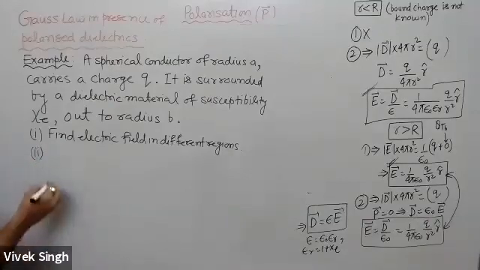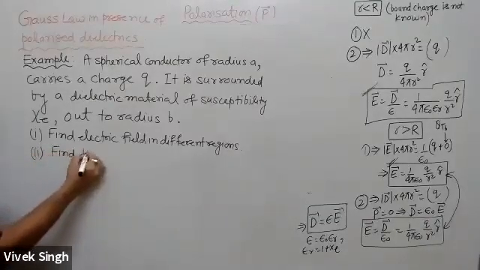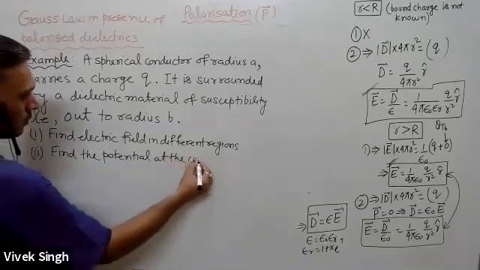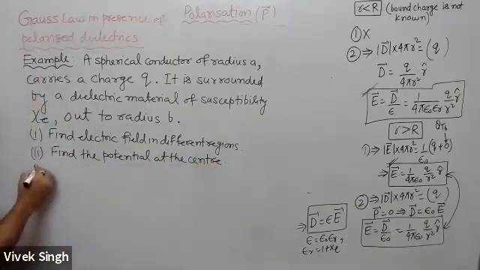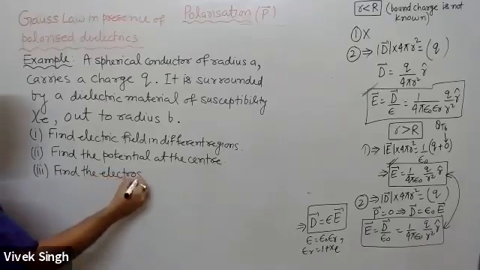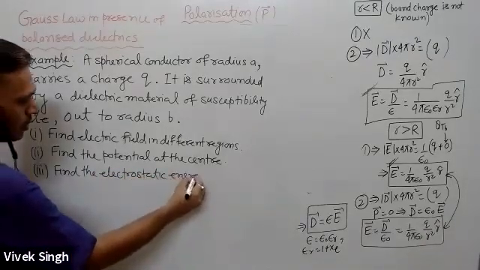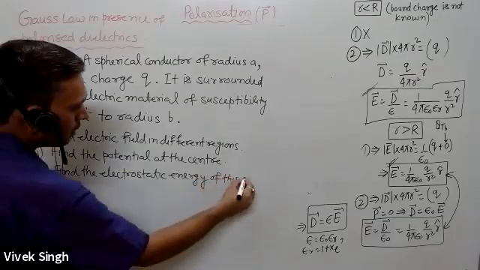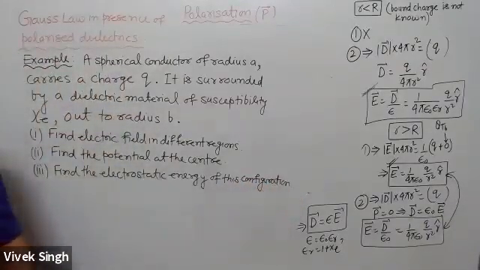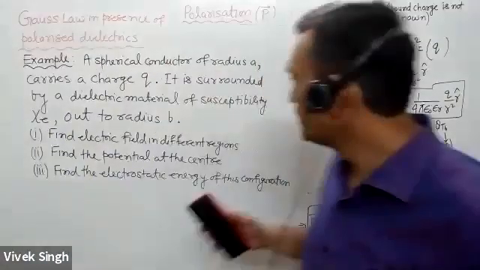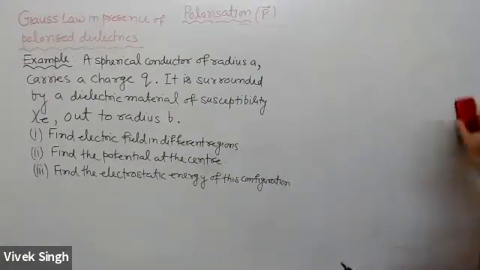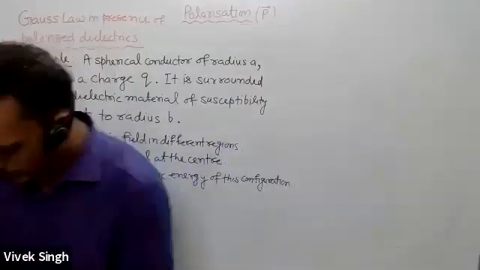Second part, find the potential at the center. And third part, find the electrostatic energy of this configuration. You have to find, third part is electrostatic energy of this configuration. So now you can see in this example, I have combined conductor as well as dielectric.